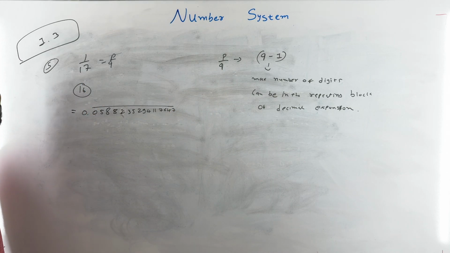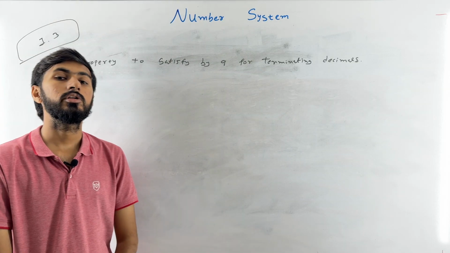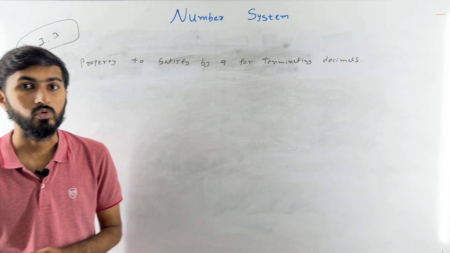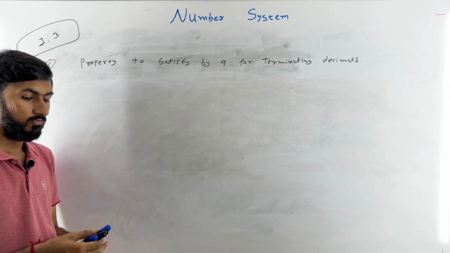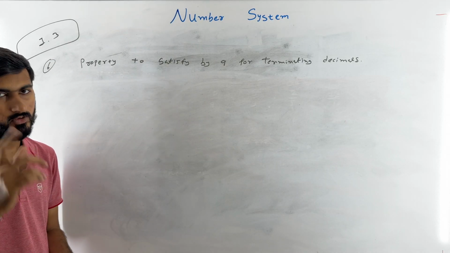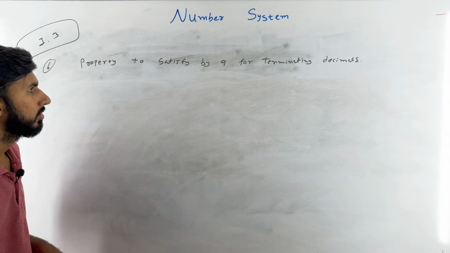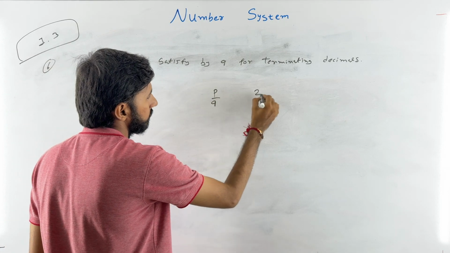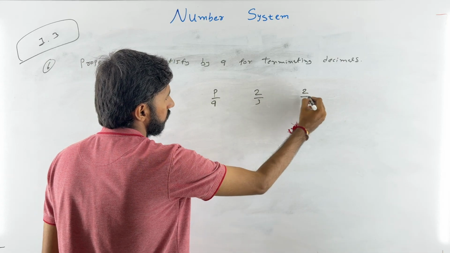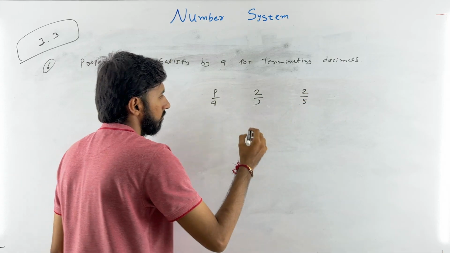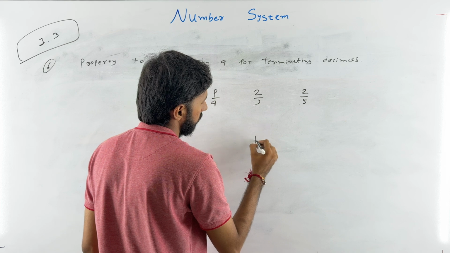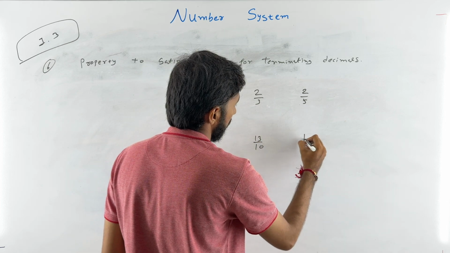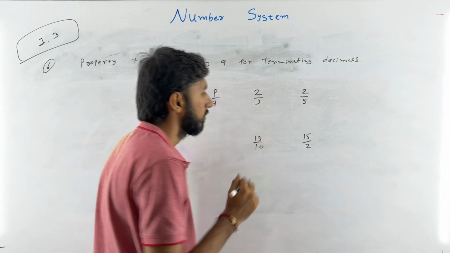Now we will move on to the sixth question. Here is the sixth question of exercise number 1.3. First they ask you to look at the rational numbers of the form p by q with only common factor 1. Let me give a few examples. P by q: 2 by 3, 2 by 5, 13 by 10, and I can write 15 by 2. Here I have 4 examples.